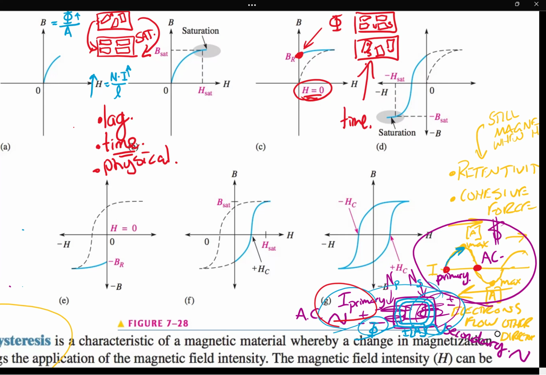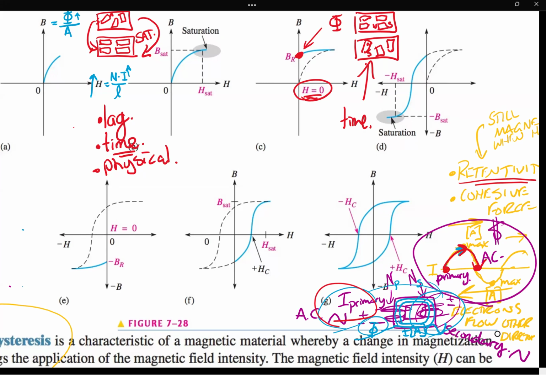So I give it a maximum current in one direction, and then I go back to zero. My magnetism is not back to zero. It's got residual magnetism called retentivity. So I want you to remember the word retentivity. It is the retentivity of that material. Every material has a different material property of how much it retains that magnetic field, and that is called retentivity.